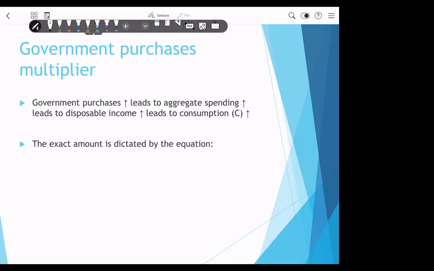Oh no, do I not have it in the back of my head? I think it's this. Okay, I am so sorry. I'm completely blanking on what it is, and I didn't write it down. I think this is it, but this change in G is just the change in government purchases. And it's just divided by 1 minus the MPC, which is also called the marginal propensity to save, right? 1 minus MPC is the MPS.